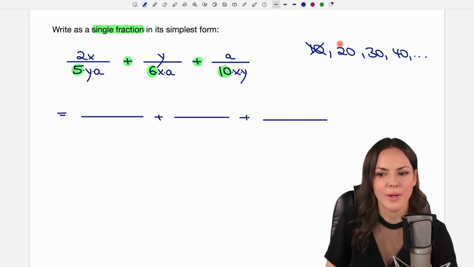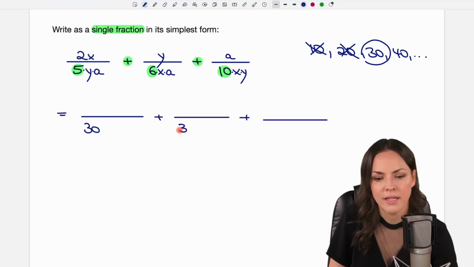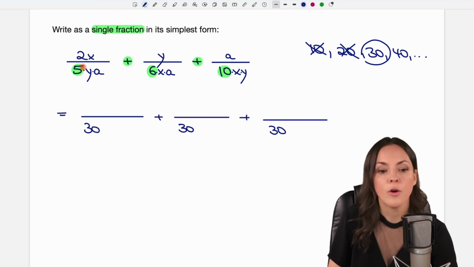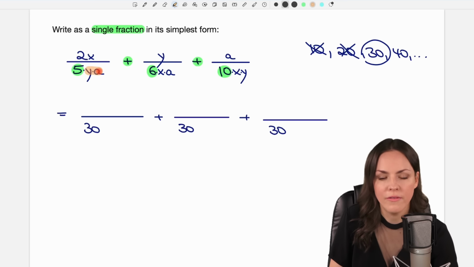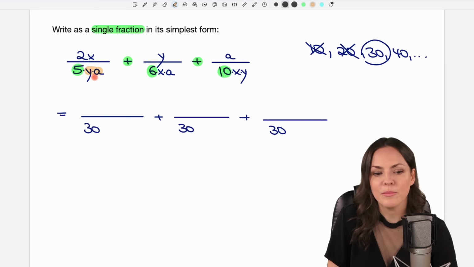The same with the 20. 20 is not divisible by 6. But the 30 is divisible by 5, divisible by 6, and of course divisible by 10. So the 30 is our common multiple, and we take the 30 in our common denominator. This is already a part of our common denominator for our numbers. And now we go to our variables. We have to do the same with our variables. We have to add them to our denominator.